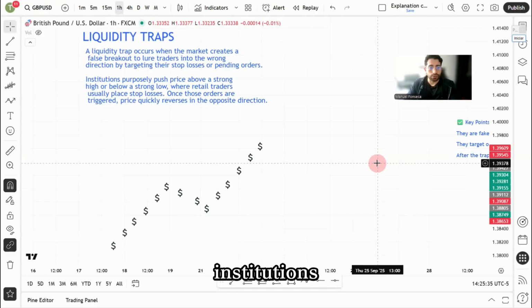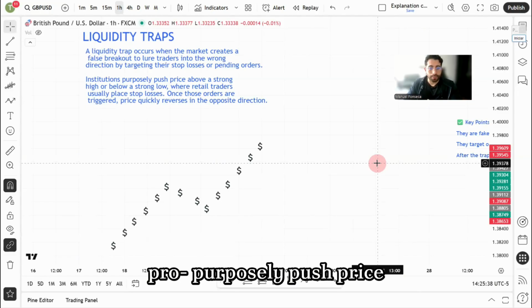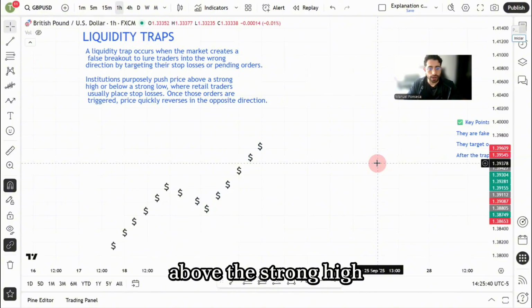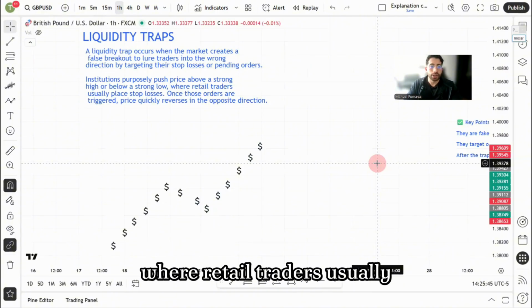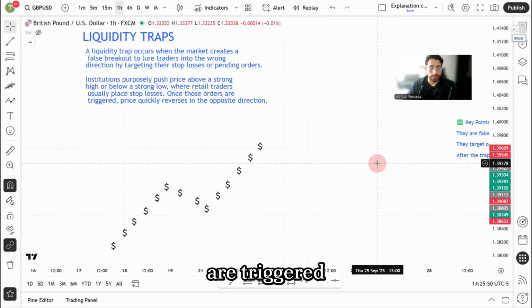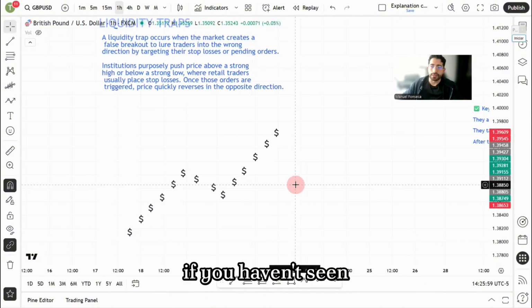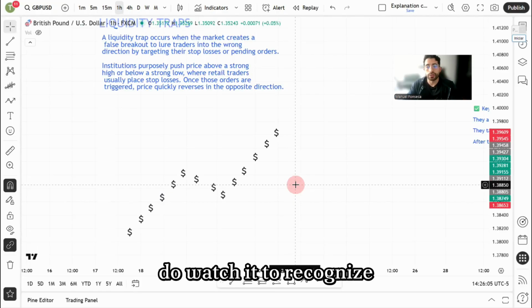Institutions will purposely push price above the strong high or below the strong low, where retail traders usually place stop losses, and once the orders are triggered, price quickly reverses in the opposite direction. If you haven't seen my video on strong highs and strong lows, I kindly suggest you watch it to recognize the real direction of the market.